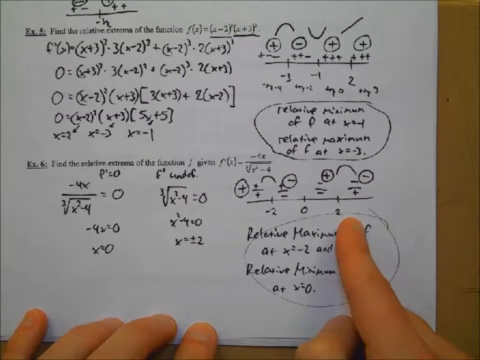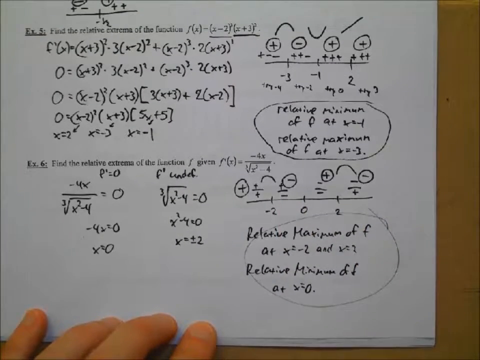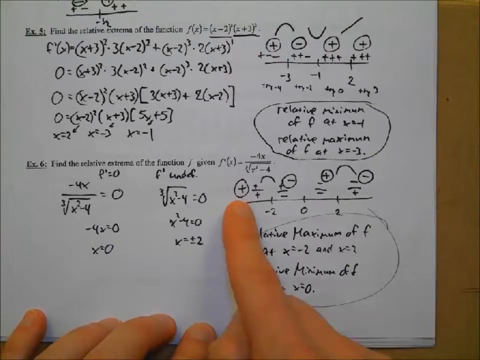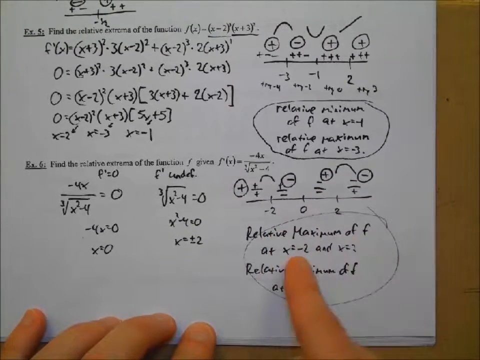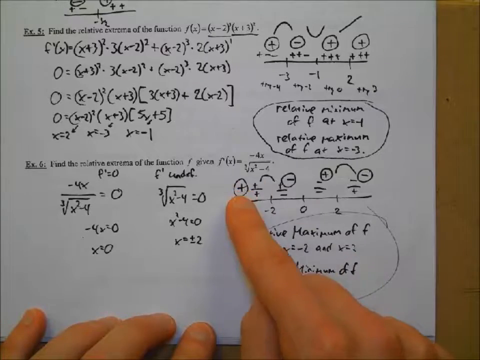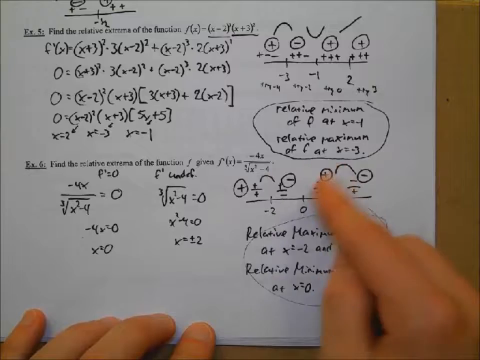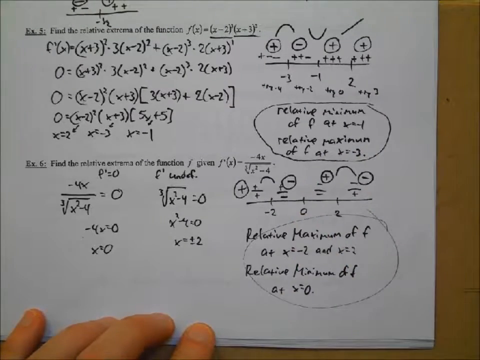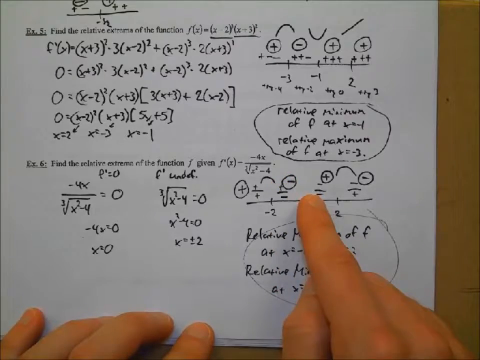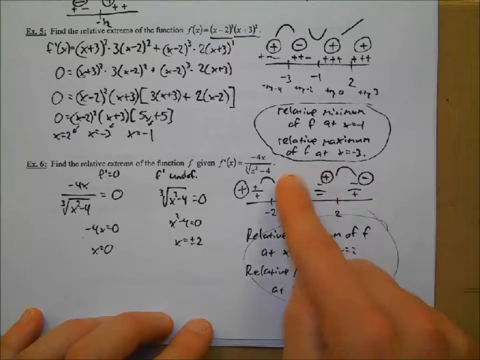Okay? And so again, we check points in those intervals there. So we get plus, minus, indicating then that we have relative maximums at negative 2 and 2 because our derivative changes from positive to negative, and therefore the original function is changing from increasing to decreasing. And then we have a relative minimum of f at 0 because f prime changes from negative to positive, or in other words, f is changing from decreasing to increasing. So a relative minimum there.